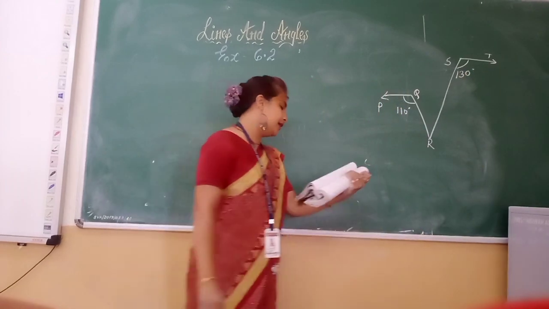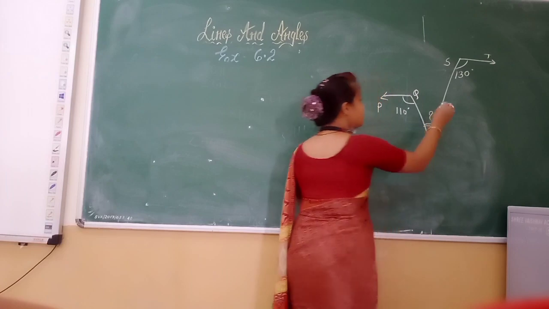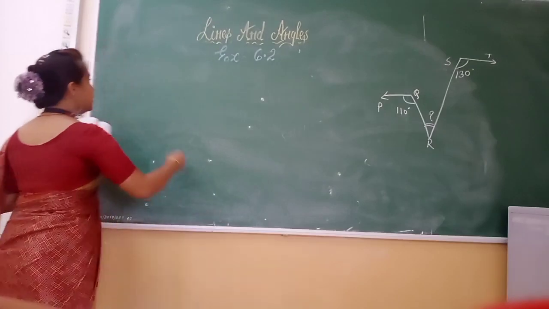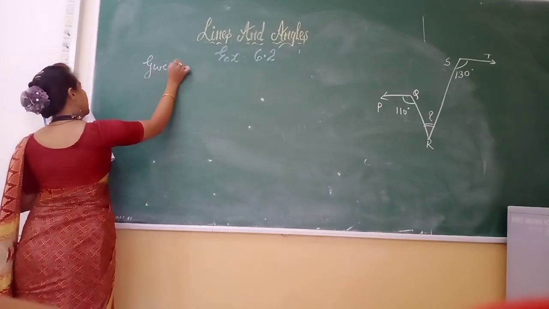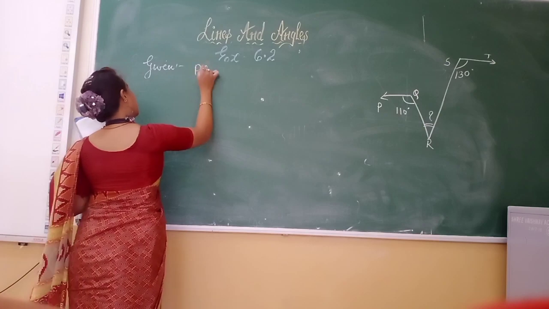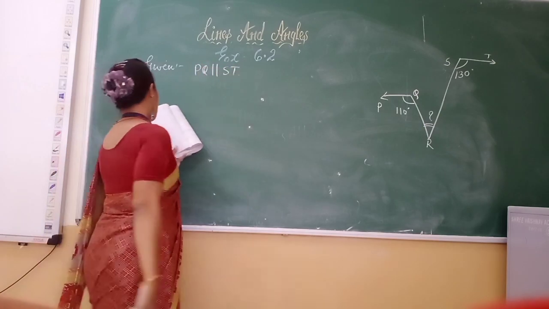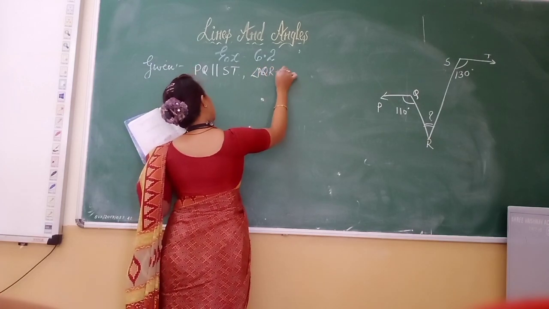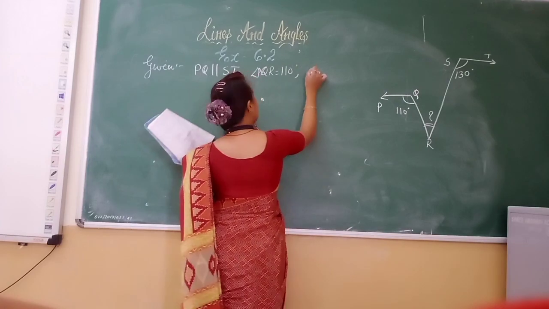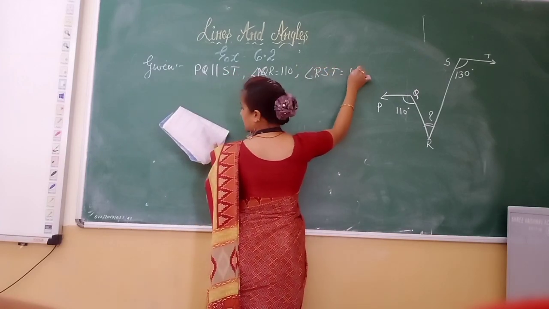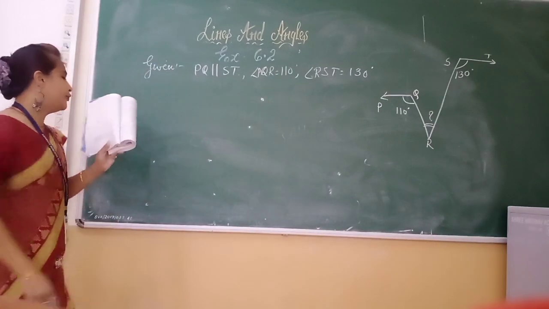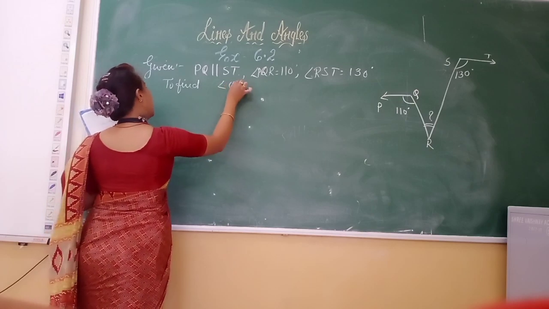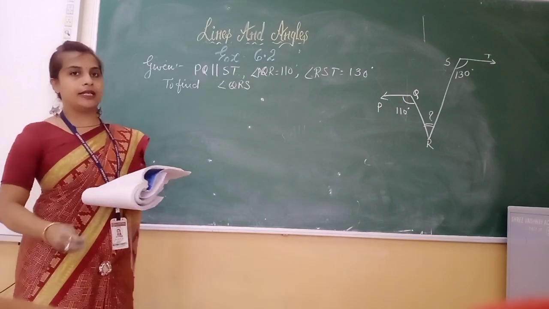So we have to find here the value of angle QRS. QRS की वैल्यू हमें फाइंड करनी है. इसे फाइंड करने के लिए फर्स्ट राइट डाउन द गिवन पार्ट्स. PQ is parallel to ST. Angle PQR is 110 and angle RST is 130 degree. We have to find here angle QRS. QRS की वैल्यू हमें फाइंड करनी है.